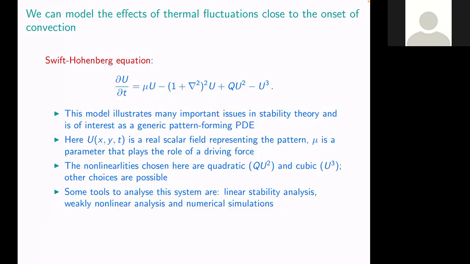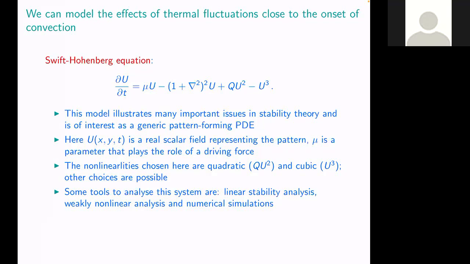And it's just a simple PDE with one scalar field, U, which varies as a function of space and time. And we see here that the linear operator, which is the first two terms on the right-hand side, has a linear growth rate mu. And the second part of the linear operator is the part that actually selects a wavelength. This way of writing a selection operator then chooses, in this case, a wavelength k equals 1.